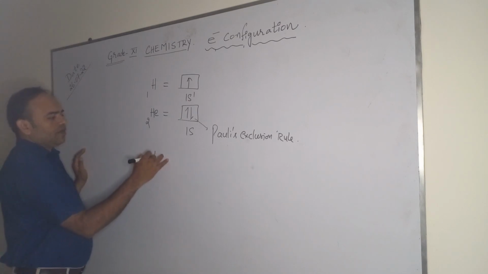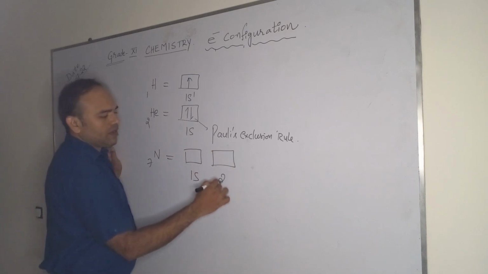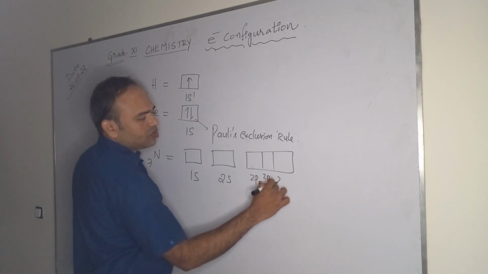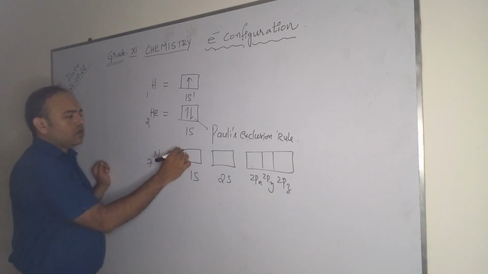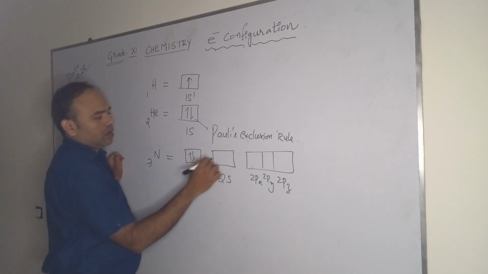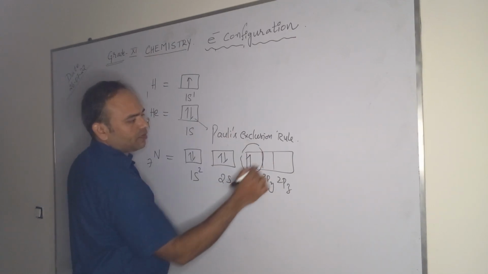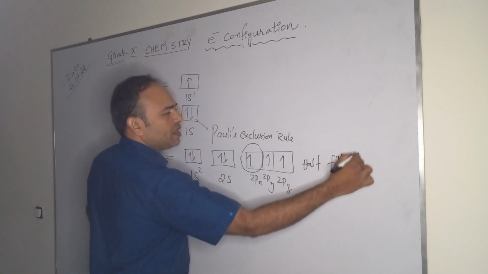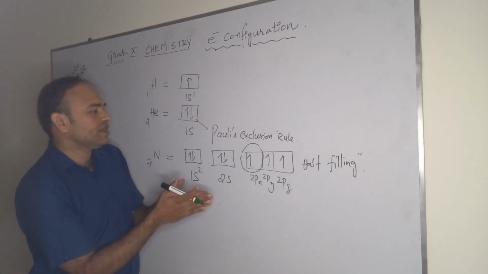Similarly, if you start writing nitrogen 7, according to Aufbau's rule, 1s, 2s, 2px, 2py, 2pz, increasing order of energy. Now we can apply Hund's rule also. How? 1, 2, 3, 4, 5. Should not pair this here. We have to go with the half filling of 2p orbitals. That is Hund's rule of maximum multiplicity.